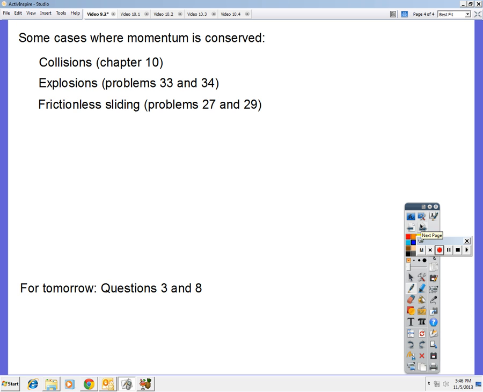Also in explosions, which you have a couple of problems to work with, because in both collisions and explosions, the internal forces are quite large, but the external forces are not important. Also, frictionless sliding, where the momentum in one direction will be conserved.